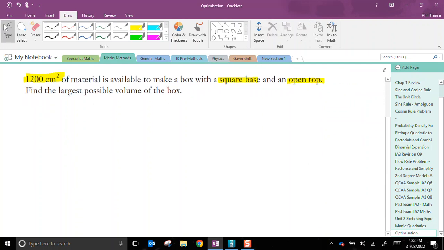A square base box, so I can draw a square. I'm going to try and draw this in sort of a three-dimensional perspective type of view, and it's going to have a height. Here we go. So my box is starting to take shape, and that would be the top of the box there, and that would be the edge running down the back. It's an open top. Nice. I'm going to label the base as X by X. That's because it was a square, and I'll label the height of the box H. So far so good. Now we've got 1200 square centimetres available.